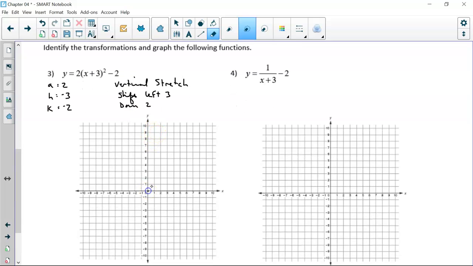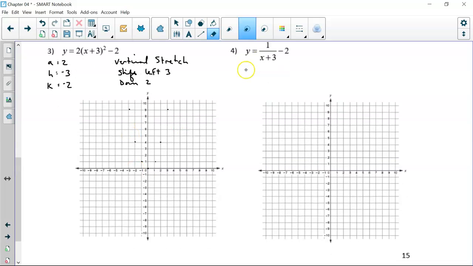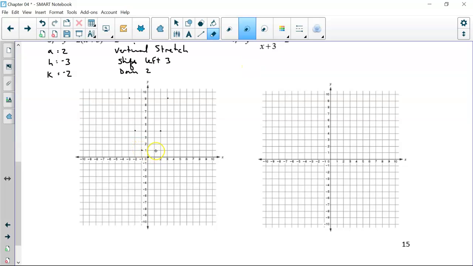So I'm going to plot my anchor points, 0, 0, 1, 1, 2, 4, 3, 9, negative 1, 1, negative 2, 4, negative 3, 9. Now we're going to take our vertical stretch first. I'm going to multiply my y coordinate of the points by 2.